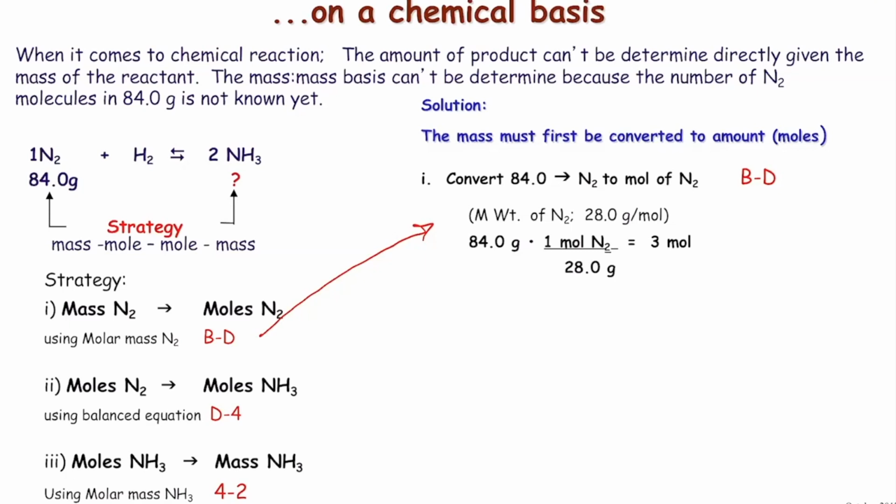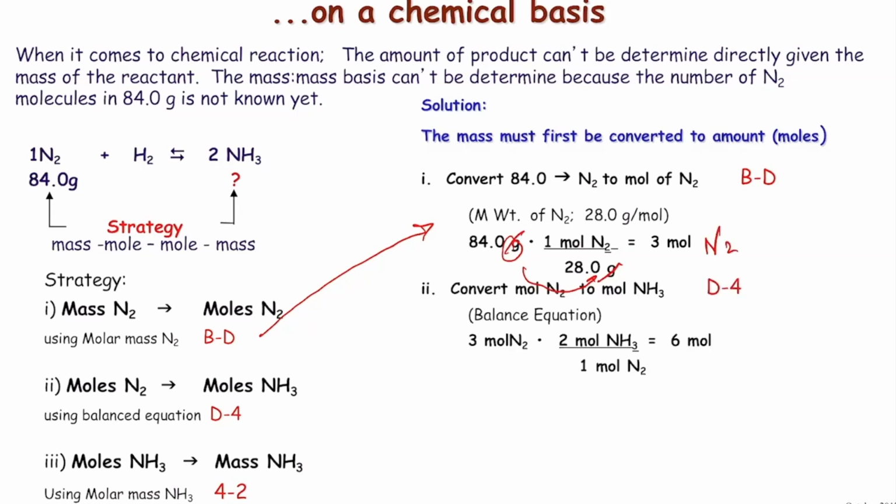84 grams. Notice I have grams here. Your conversion factor has got to have grams in the denominator. And you're using the molar mass, 28 grams on the bottom, 1 mole on top. That way the grams cancel. And what you end up with is moles of nitrogen. This answers 3 moles of nitrogen.